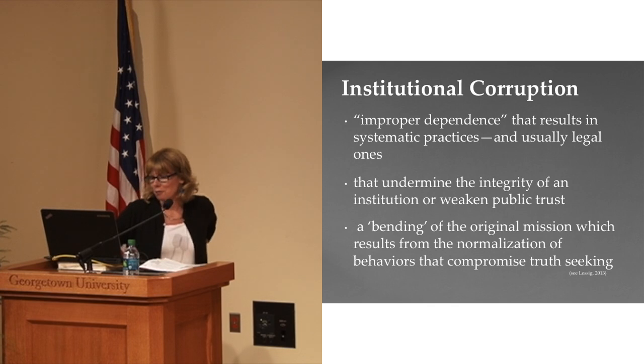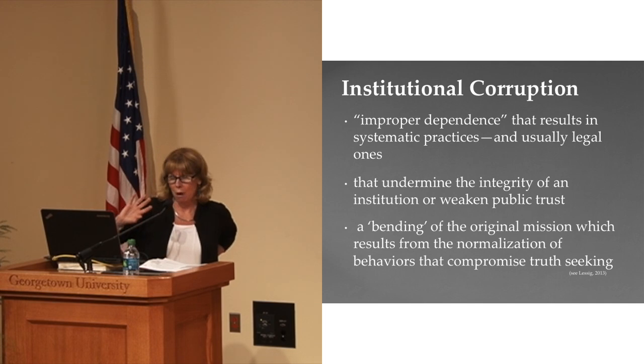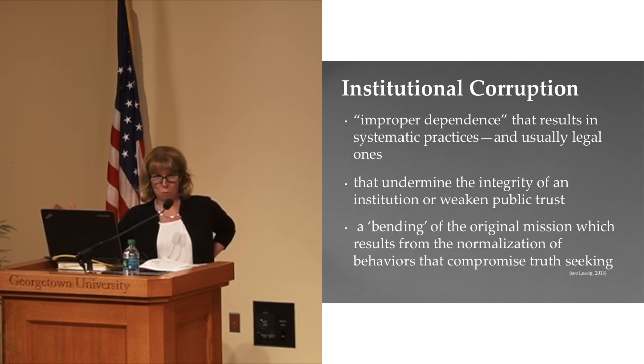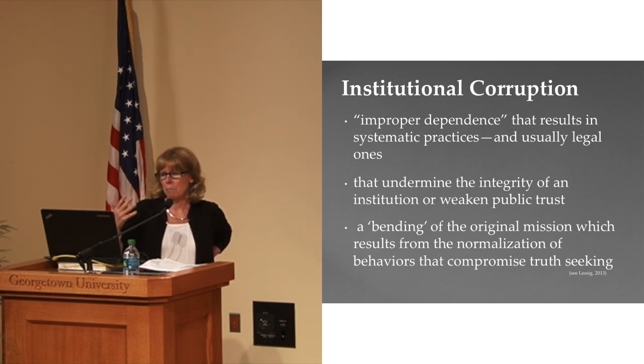So what is institutional corruption? How can it help ethics grow up? Well, the way that it's differentiated from how we usually think about corruption, quid pro quo corruption, is that there's an improper dependence that results in systemic practices that are usually legal, and I would also add often perceived by the actors within the institution even as ethical. Nonetheless, these practices undermine the integrity of an institution or they weaken public trust. So what happens is that there's a bending of the original mission, which results from the normalization of behaviors that compromise truth-seeking.